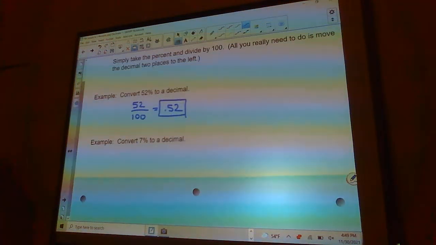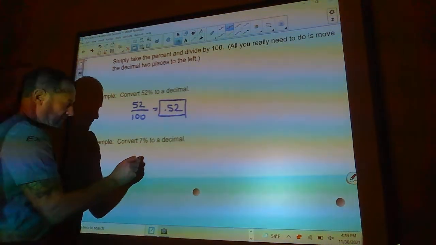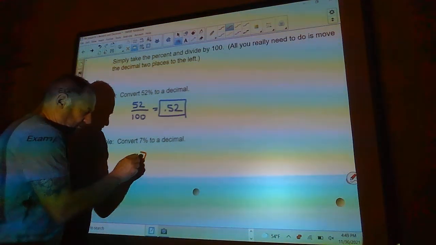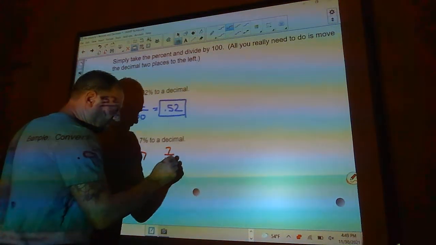Convert 7%. Now this is one that people mess up all the time. I can't tell you how many times I've had people go, oh, that's 0.7. And that's not 0.7, that's 70%. So it's actually 0.07 because it's 7 out of 100.